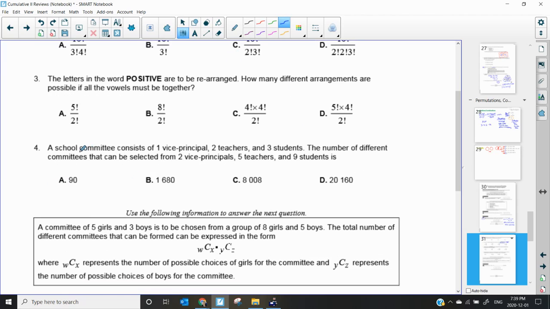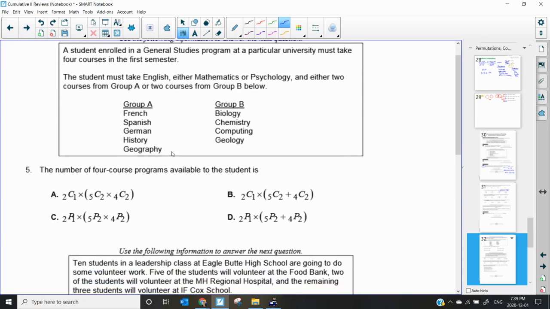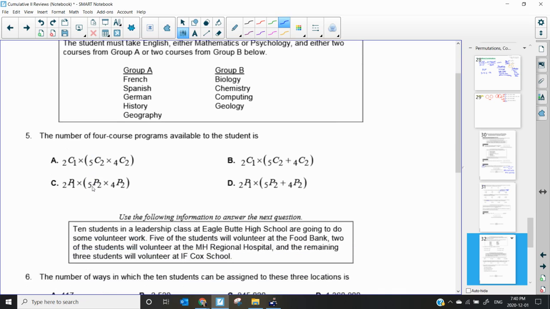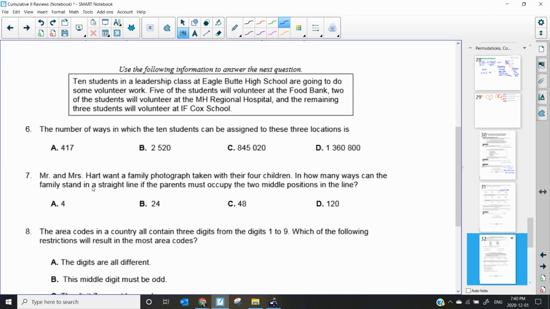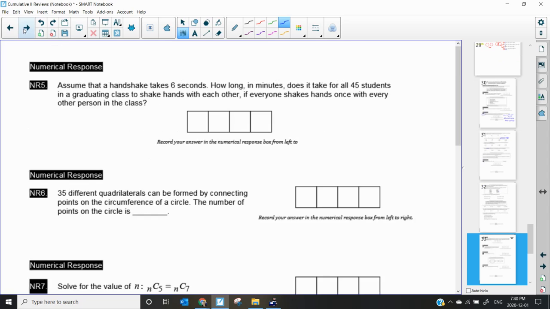Moving on here, if we're looking at committee, the keyword there tells us it is a combination type question. Often when we get multiple choice questions, we have to ask ourselves, does order matter? Are we choosing and then arranging, or are we just putting it all together and arranging? Those are all important things to look at. And when you get a question like number 8, where we're asked which of the following will give the most area codes, you're going to actually have to figure each one out individually to see which one gives us the most codes.